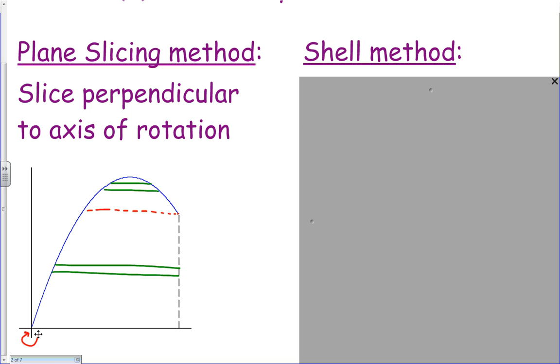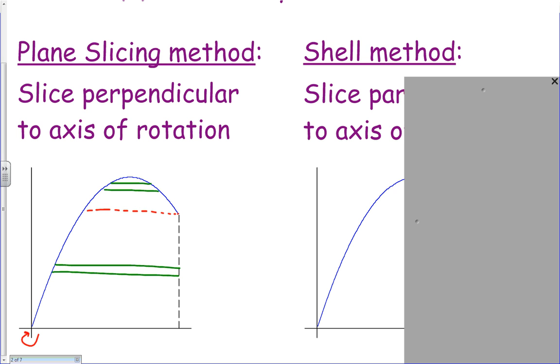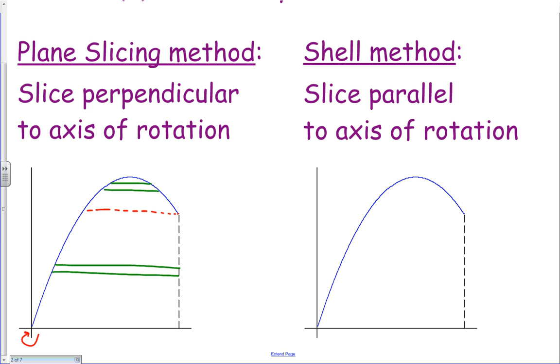The shell method, on the other hand, says that rather than slicing this thing perpendicular to the axis of rotation, we're going to slice parallel to the axis of rotation. So again, we're rotating around the y-axis, with the same function here. Now my slice, since my axis of rotation is vertical, is parallel to that, so it's also vertical. We'll draw in a vertical slice right here.